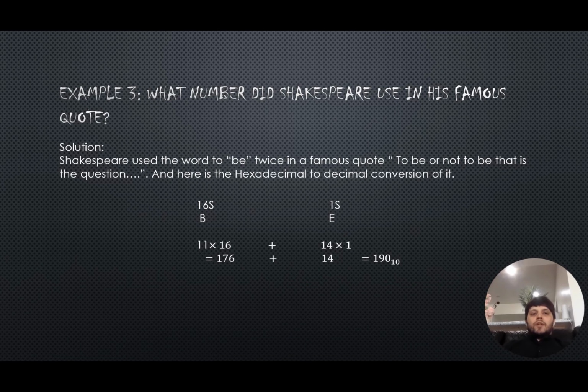Example number 3. What number did Shakespeare use in his famous code? Okay, Shakespeare is a famous man. So what did he use in his famous code? The solution is Shakespeare used the word to be twice in his famous code. Maybe more than twice that I know. The code says to be or not to be. That is the question.